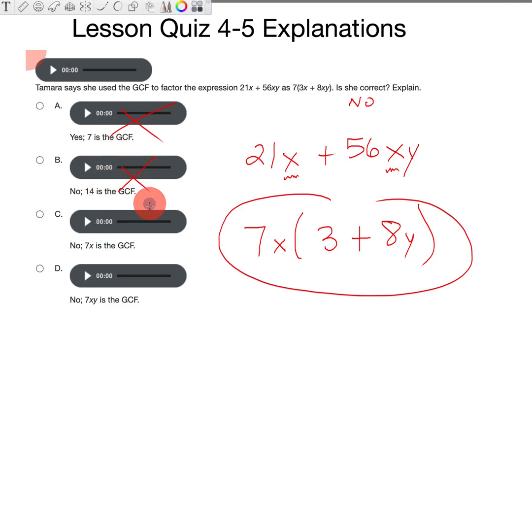7x, there we go, that's the right one. No, she is not correct. 7x is the greatest common factor, not 7. There's a factor of 7 in each one and also a factor of an x. So that is Lesson Quiz 4-5 explained.